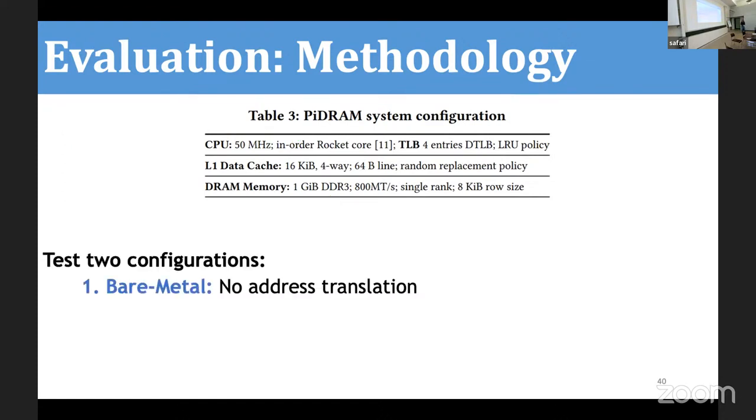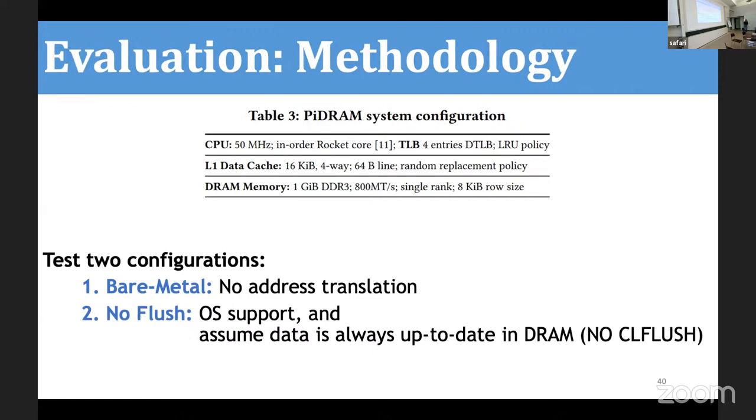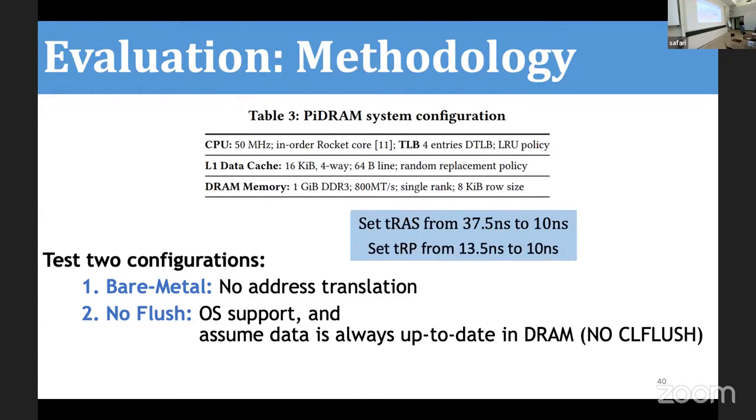Basically, we're going to test 2 configurations. Bare metal doesn't use any address translation, so it's going to just perform the RowClone operation with physical addresses. And then the second one is no flush. Basically, it has OS support such as virtual memory, and we assume that data is always up to date here. So we don't use CLFLUSH in both configurations. And just as a reminder, this is where we are violating the timing. So tRAS, we're going to set to 10 nanoseconds, tRP as well to 10 nanoseconds.